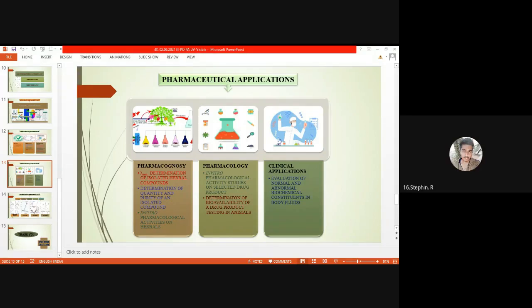And determination of quantity and purity of an isolated compound, and in vitro pharmacological activities on herbals. Okay, good. Thank you, Stephen. And along with this, what other topics have we discussed?